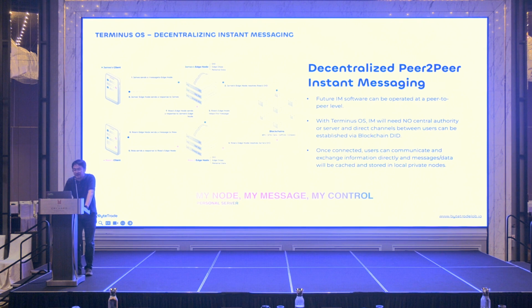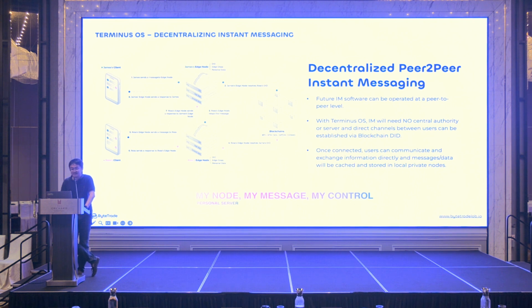All right, here's one example of how Terminus could decentralize instant messaging. So say both James and Ross have their personal servers, and James wants to send a message to Ross. So the steps would be James would send a message to his client, his personal server, and the personal server would utilize blockchains, any blockchains. So it could be Ethereum, it could be Sui, it could be anything to identify and locate Ross' personal server.